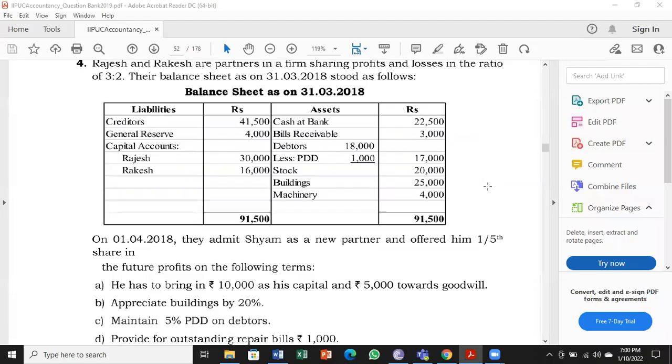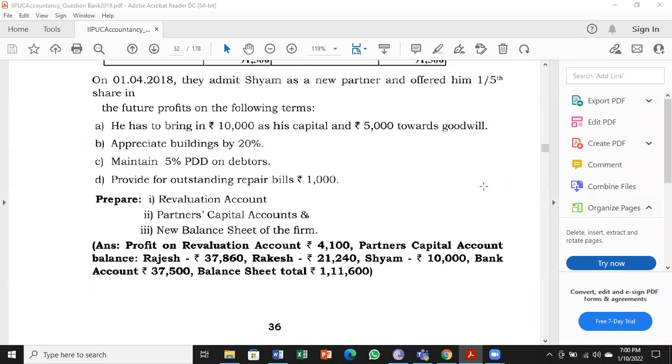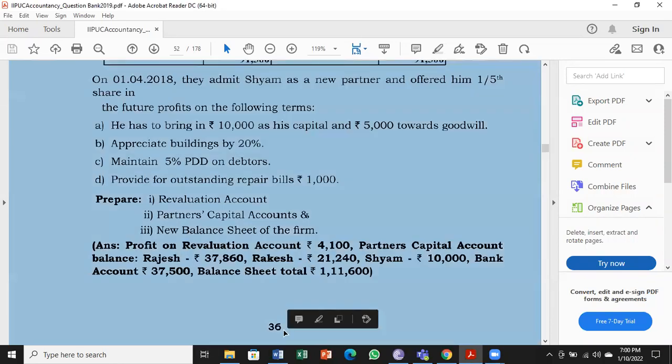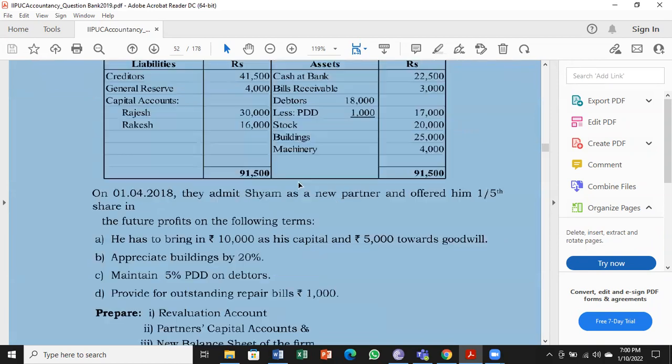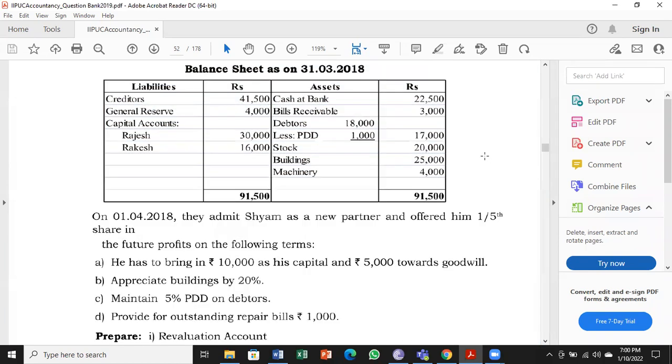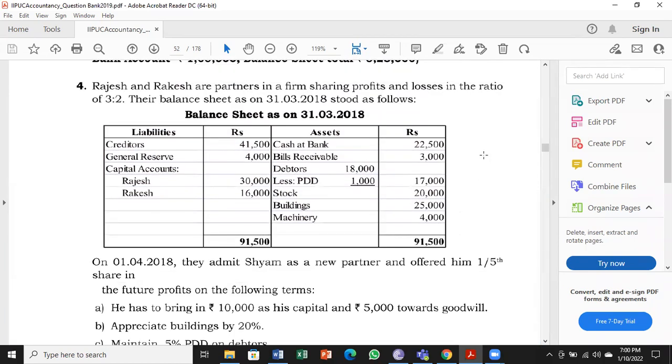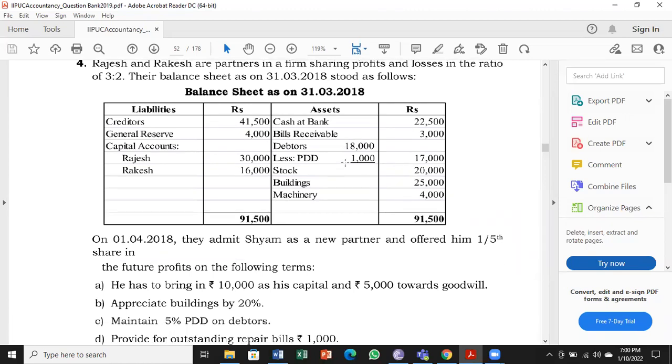Today we will take up problem number 4 in the question booklet, page number 36, as you can see. Similar to the one we have done in the previous classes. Rajesh and Rakesh are partners in a firm, sharing profits and losses in the ratio of 3:2. Their balance sheet on 31/3/2018 stood as follows. So here the balance sheet is given.